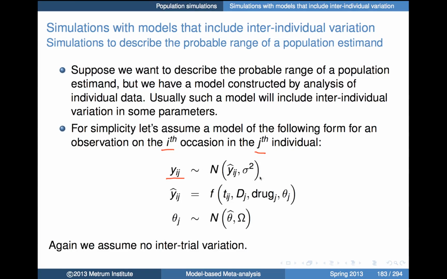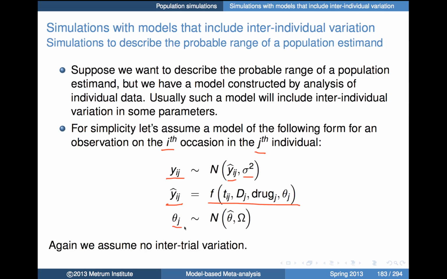So we've got our Yij is going to be normally distributed with some expected value and a variance. And that expected value is going to be some model which is represented as a function of time, dose, drug, and other parameters in here. Of course, we could also throw in some other covariates in here, but for now we'll just focus on these.